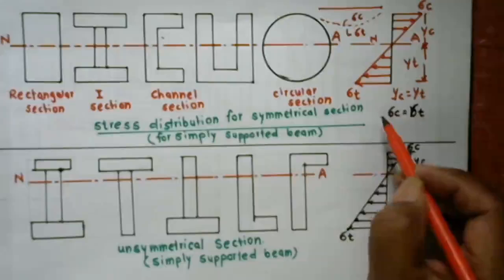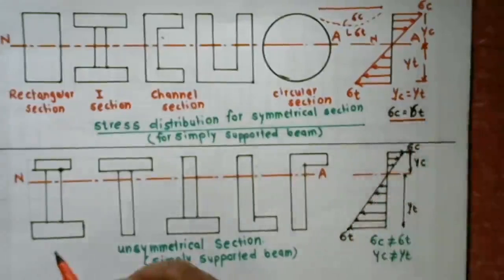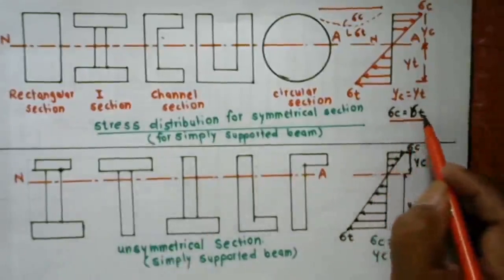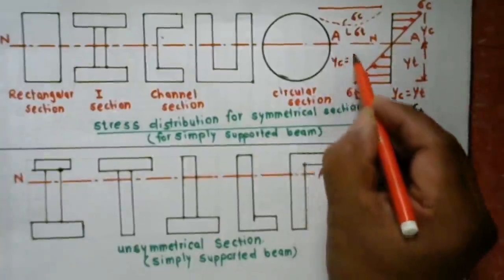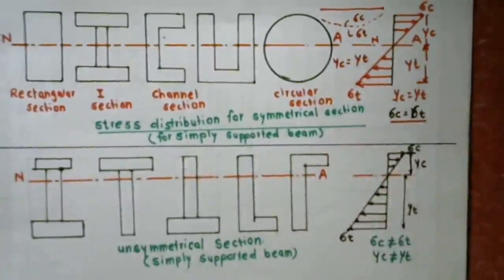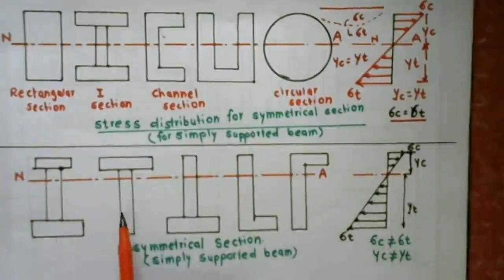In a symmetrical section, sigma C is always equal to sigma T. It means compressive stress and tensile stress are the same. Similarly, YC is equal to YT for symmetrical sections, whereas the second figure shows unsymmetrical sections: unsymmetrical I section, T section, L section.